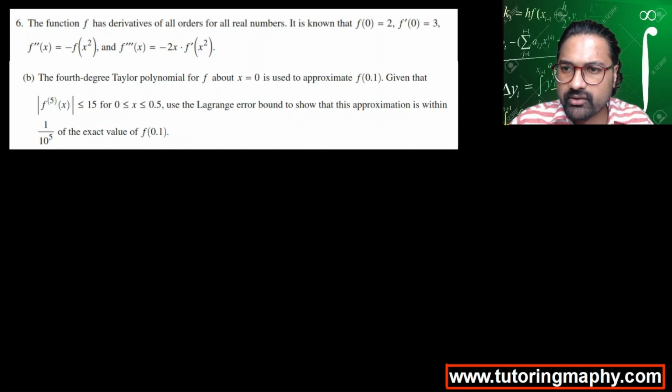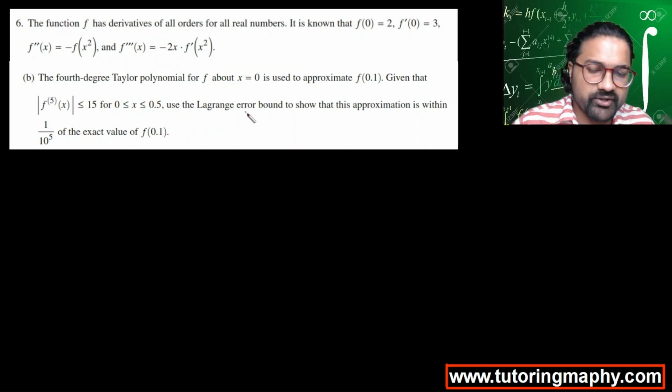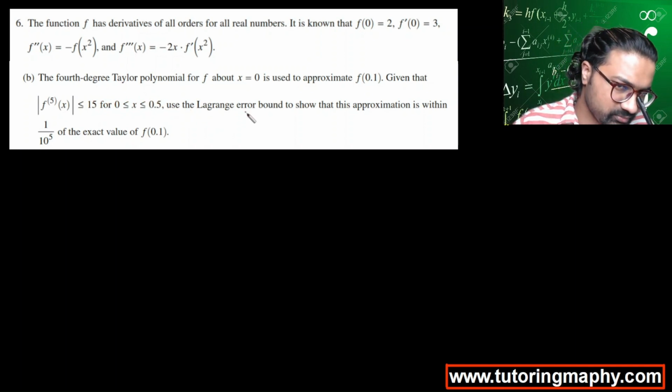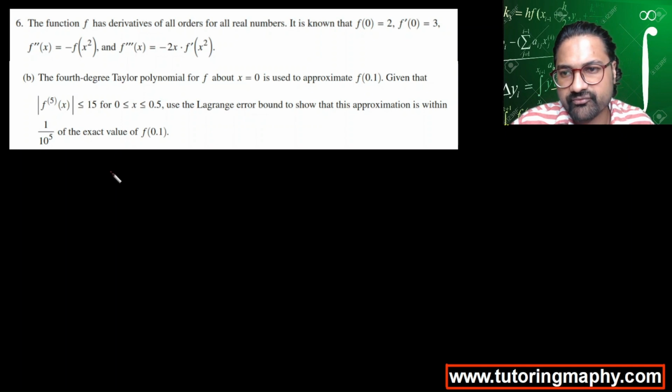Okay. Next question is Lagrange error, very popular. Okay, the 4th degree polynomial of f about x equal to 0 is used to approximate f of 0.1. It is given that its 5th derivative is always less than or equal to 15 for x bounded between 0 to 0.5. We need to use the Lagrange error bound to show that this approximation is within 10 raised to negative 5 of the exact value of f of 0.1.